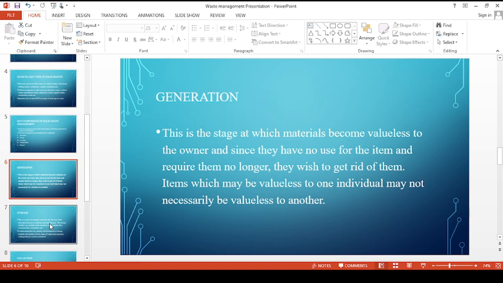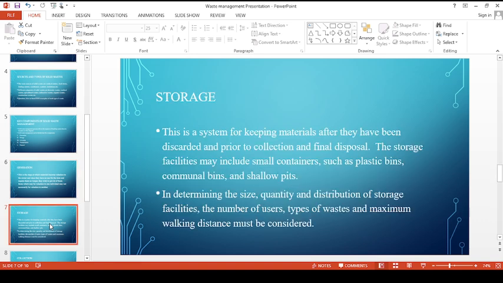From generation, we go to storage. Once wastes are generated, they can be temporarily stored somewhere. So storage is a system for keeping materials after they have been discarded and prior to collection and final disposal. We have different storage facilities which may include small containers such as plastic bins that we use in our houses. We may also use communal bins and shallow pits. In determining the size, quantity, and distribution of storage facilities, the number of users, type of waste, and maximum walking distance must be considered.